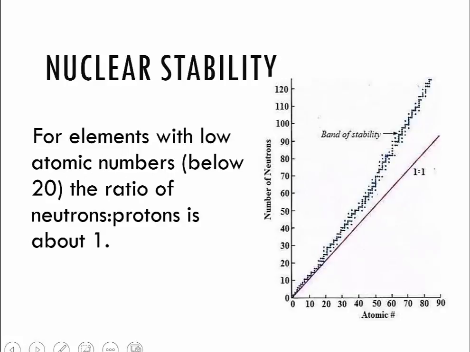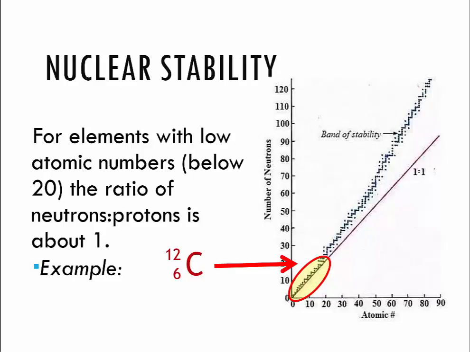For elements with low atomic numbers, so anybody below 20, like the ones we're most familiar with, carbon, oxygen, all that good stuff, the ratio of neutrons to protons is almost exactly 1. So let's think about that carbon that we talked about. Carbon-12 has 6 protons and 6 neutrons. So if I was to divide the neutrons and protons, like we had before, 6 neutrons divided by 6 protons, it gives us 1. And if you look, these are really close to this line of 1-to-1.